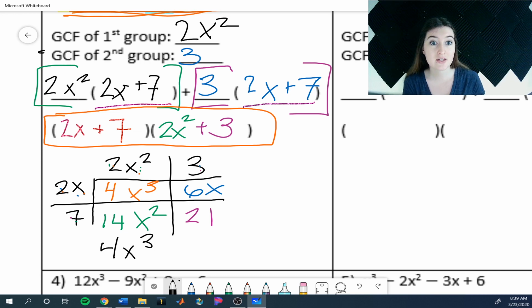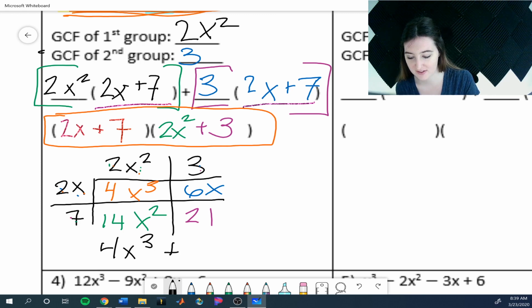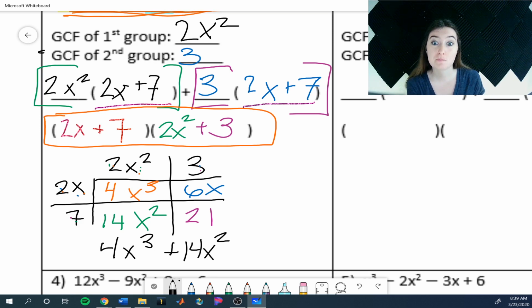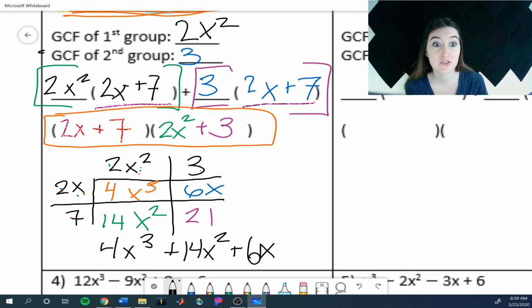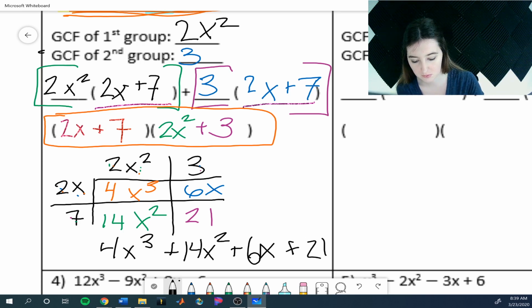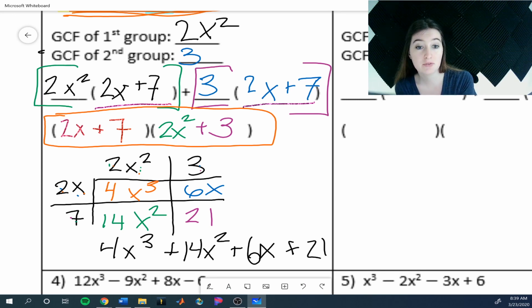My next highest is x squared, so plus 14x squared. And my next highest is x, plus 6x. Ooh, that was a little weird. It's okay, you know what it means. And last comes plus 21. So let's look. I have my factors, 2x plus 7 and 2x squared plus 3. When I multiplied them out, this was the answer that I got: 4x cubed plus 14x squared plus 6x plus 21.